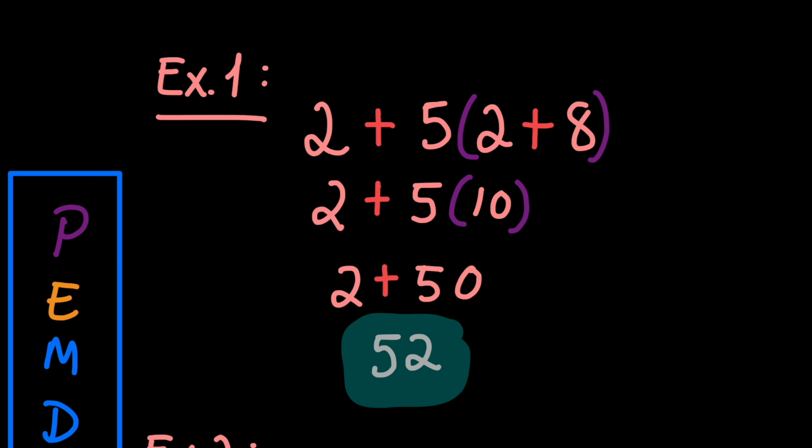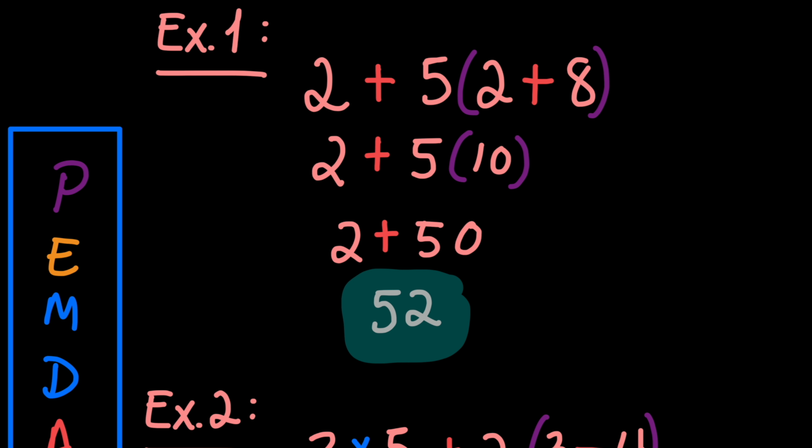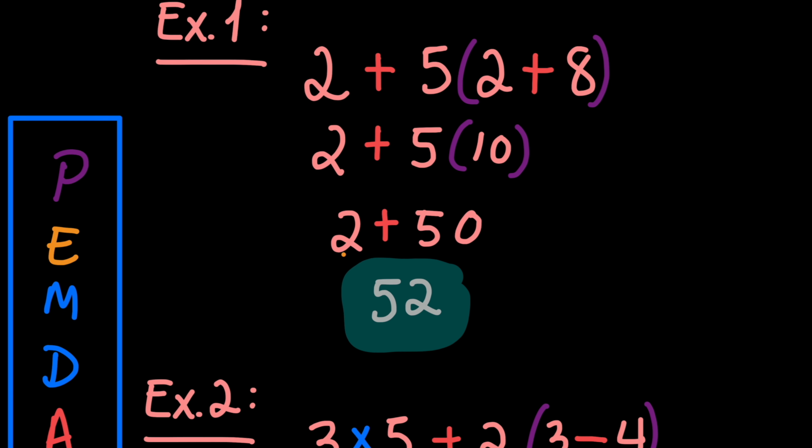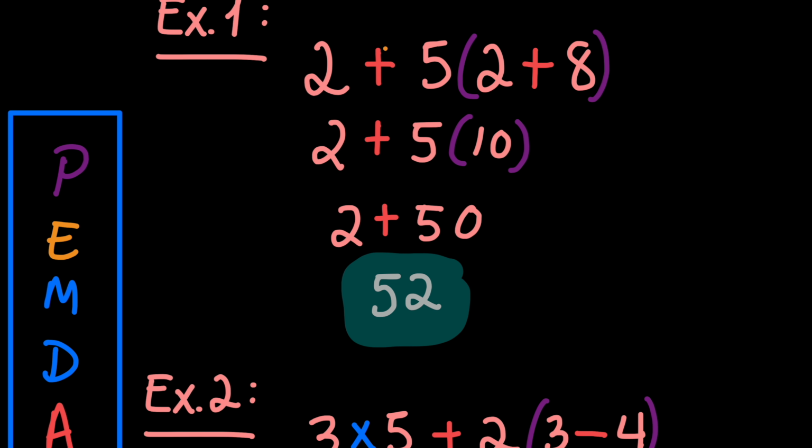So example 1. Also note that I color-coded it, so parentheses is purple, and that's first. Then we have exponents, that's orange, that's second. Then we have multiplication and division, which is third. And then addition and subtraction, which is fourth. Okay? So example 1. So here we have 2 plus 5 parentheses, 2 plus 8 parentheses.